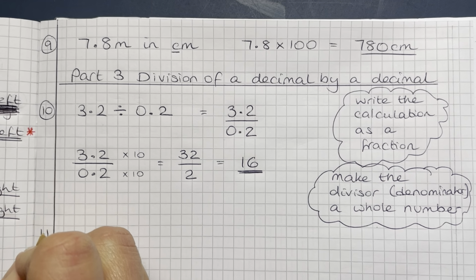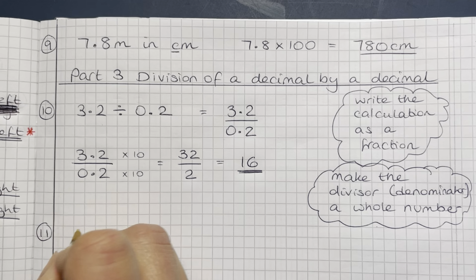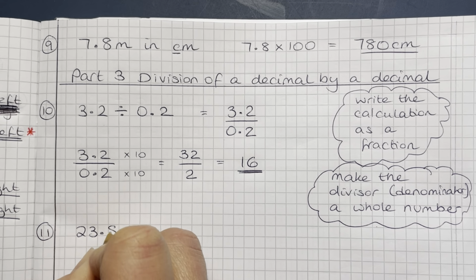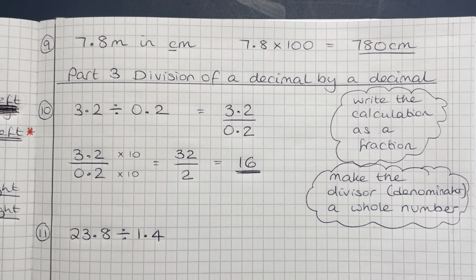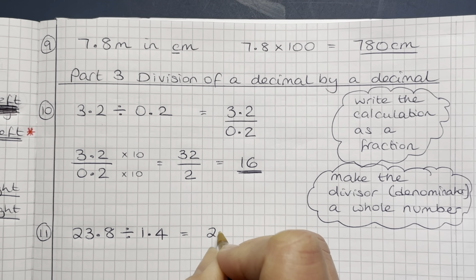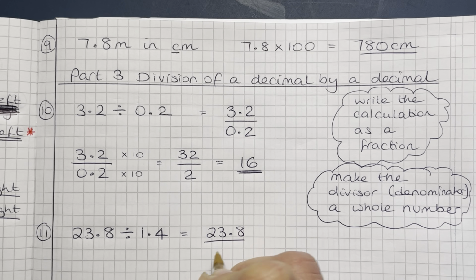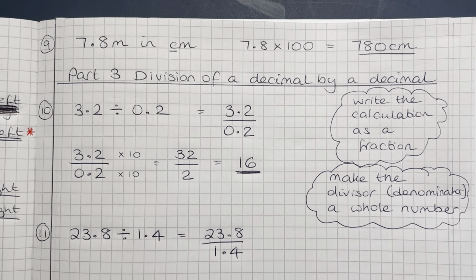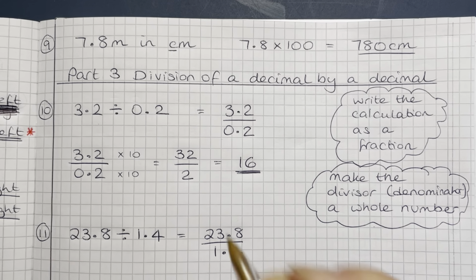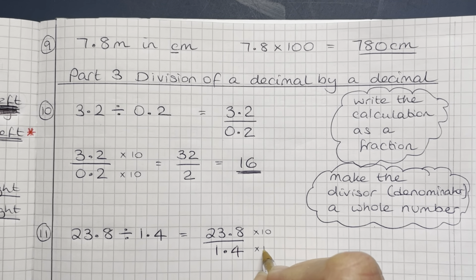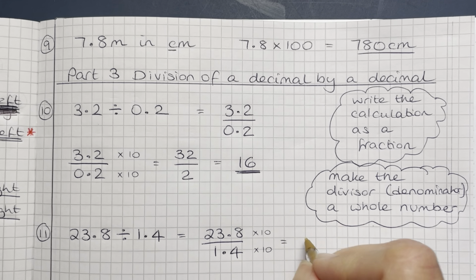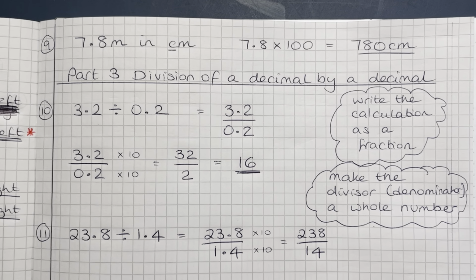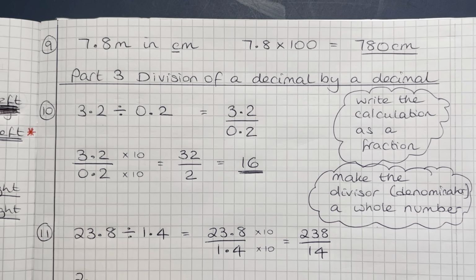Right, one last question then. So this time I've got 23.8 and I'm dividing by 1.4. I'm going to write it as a fraction, 23.8 over 1.4. I'm going to do the same as up here. I'm going to multiply my numerator and my denominator by 10 to get rid of my decimals. So I've got 238 divided by 14. Okay, let's write that over here.